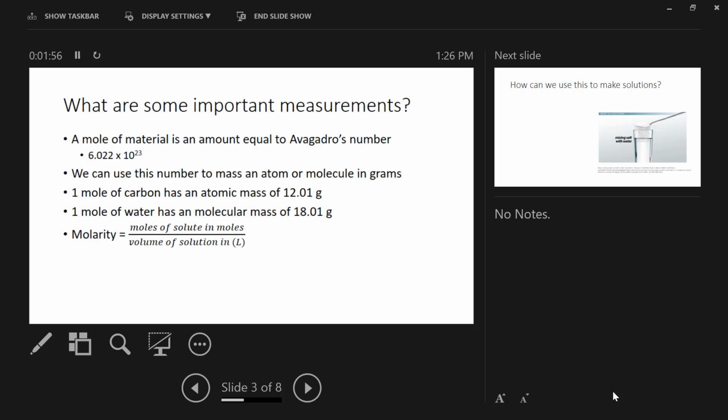And then the other one, a mole. But make sure when you look up a mole that you put in chemistry, because otherwise it's going to give you more definitions than just how it's applied in chemistry.